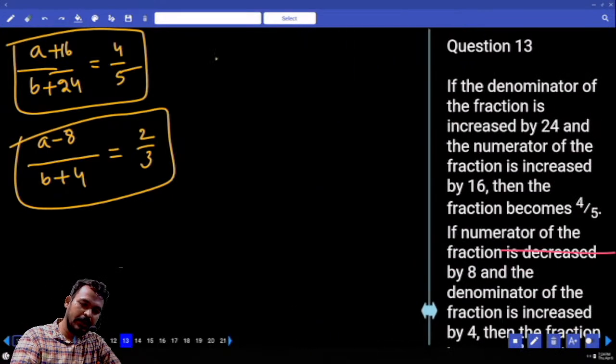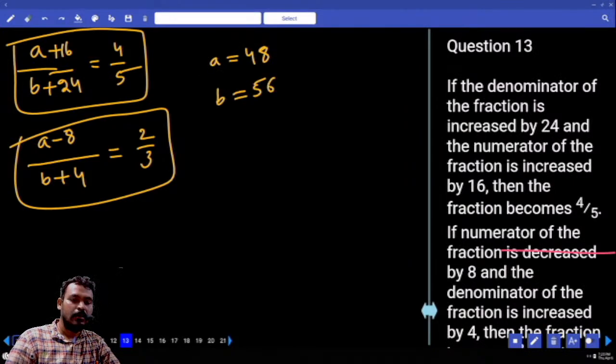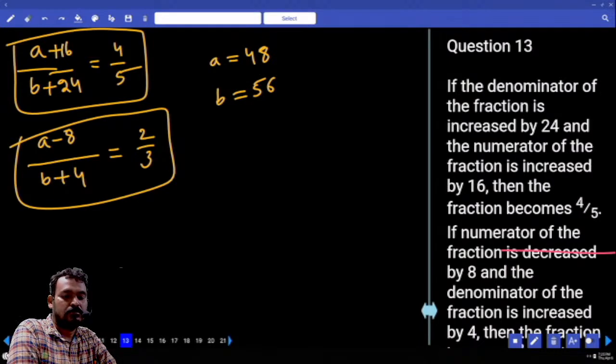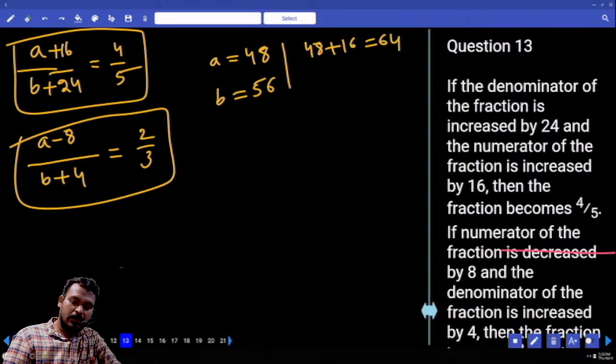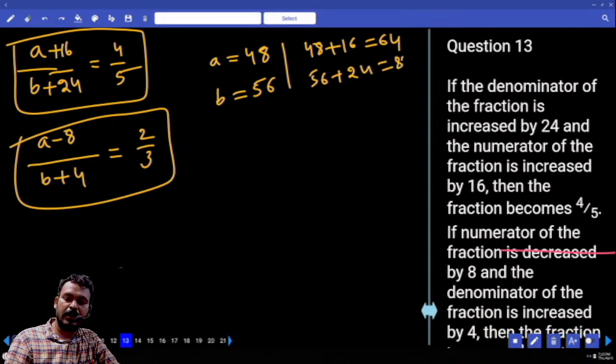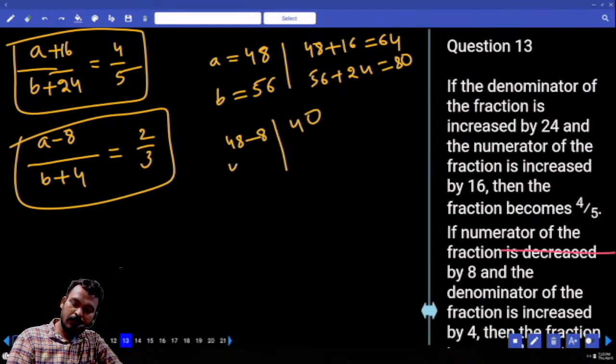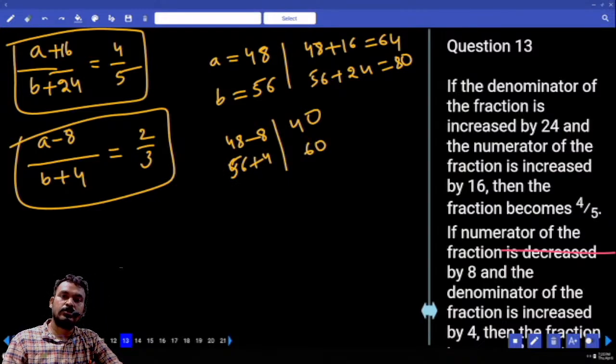Suppose I write the A value as 48 and the B value as 56. 48 plus 16 is 64. Next, 56 plus 24 is 80. 64 by 80 means 4 by 5. For the second one, 48 minus 8 is 40, and 56 plus 4 is 60. What is the ratio? 2:3.